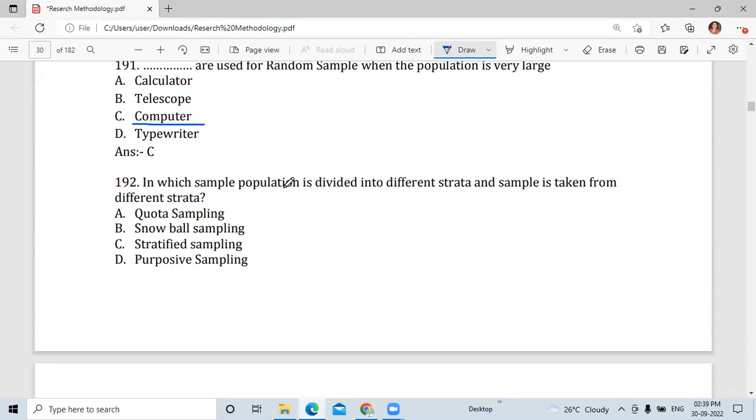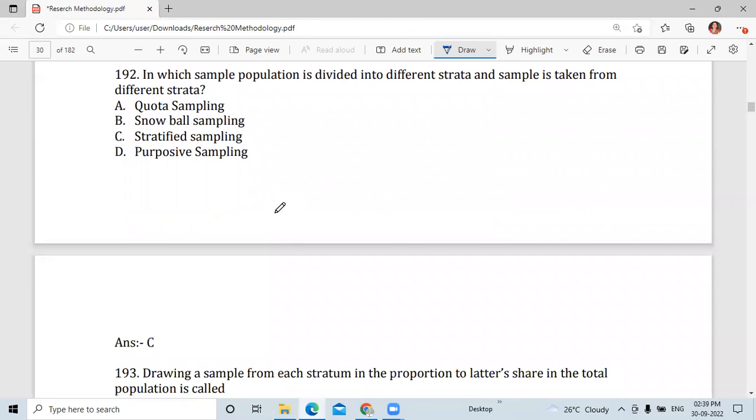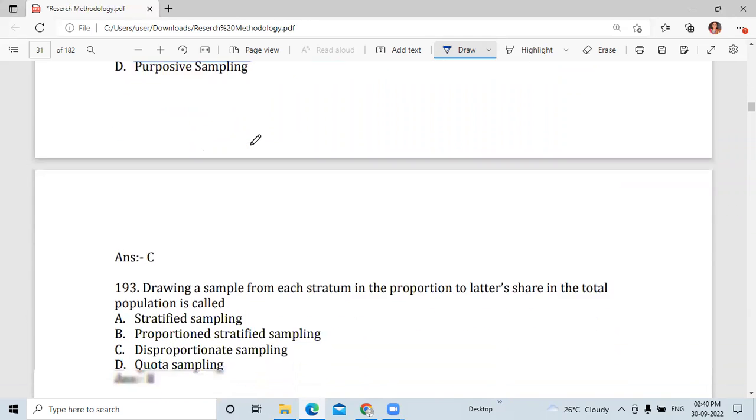In which sample the population is divided into different strata and sample is taken from different strata? So in which sample they will divide into different strata and the sample is taken from each of them. So that is stratified sampling. In stratified sampling, they divide into different strata and from each strata they take the sample.